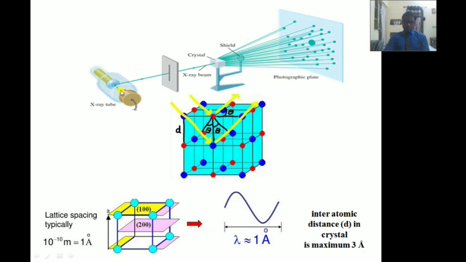Okay, so here in this diagram, this is the X-ray source, and when this X-ray passes through this crystal, then and only then does the X-ray get diffracted, and that diffraction produces a diffraction pattern on the photographic plate. We will understand that in the later part of this video. So that is why people use it to study X-ray diffraction.